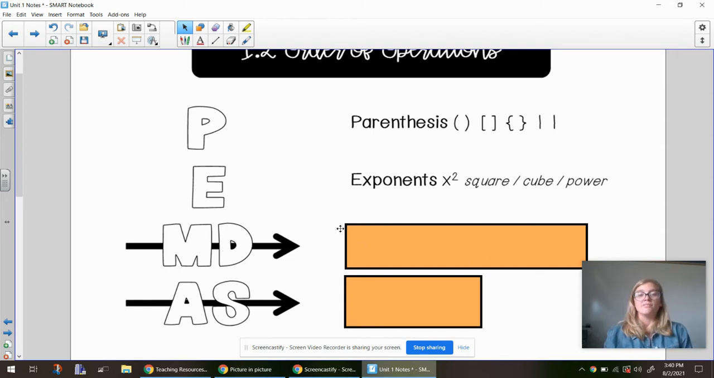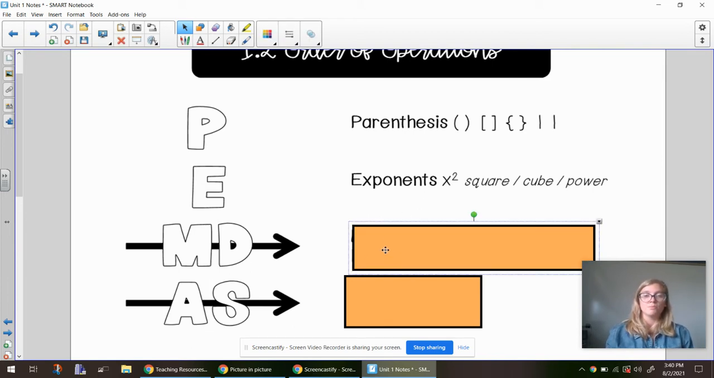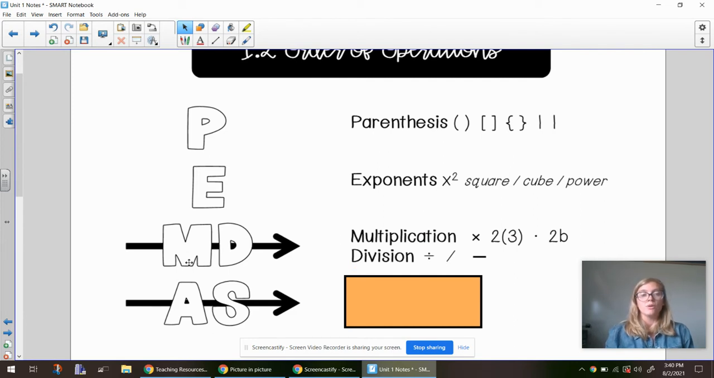After that, we have multiplication and division. Notice that there is a line here with multiplication and division. Some students think, oh, M comes first, so I should do all the multiplication and then all the division. But that's not true. Multiplication and division are going to happen in the same step, and we are going to move from left to right. So we're always going to multiply and divide at the front of the expression and then move to the back.